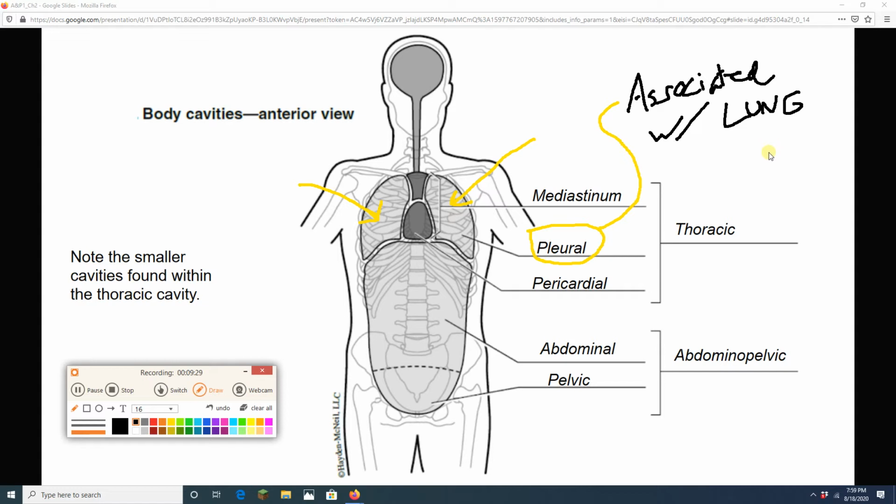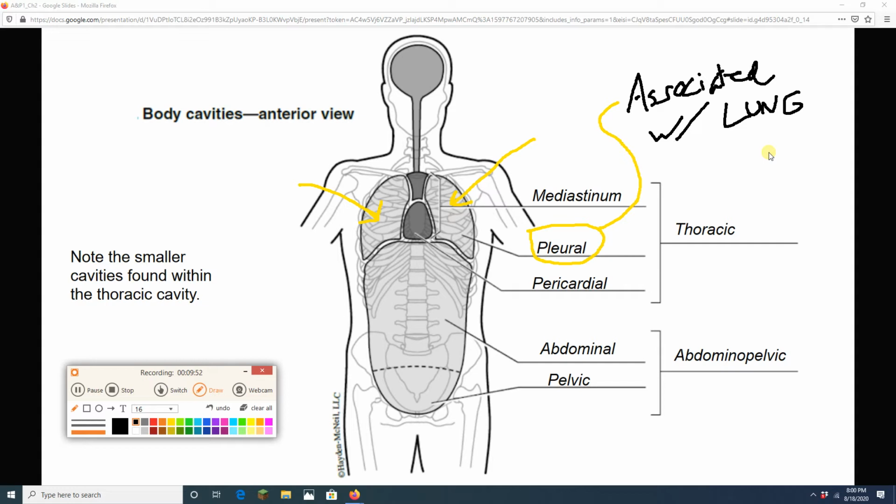It's like the pleural cavity is adjacent to the lung, okay? It kind of surrounds the lung, in fact, but the lung isn't in it. It sounds kind of contradictory, but it's not. Anyway, in our thoracic cavity, we have a pleural cavity on each side associated with each lung. So a right pleural cavity and a left pleural cavity.